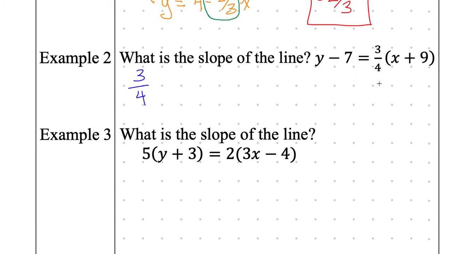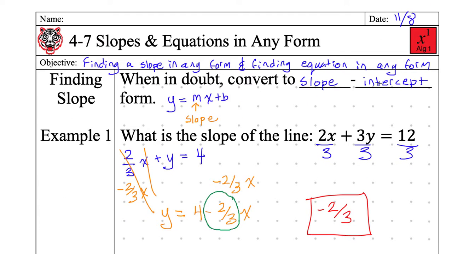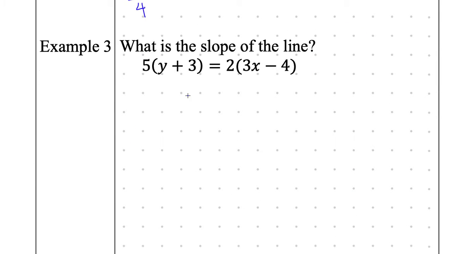What about example number 3? This one I consider to be the hardest type of problem because not only do you have to do distribution, but after distribution you have to convert it all the way back to slope-intercept form. So, first step, distribute. Who can do that for me? Wyatt, go for it. Okay, so first you're going to want to distribute the left side, so it would be 5y plus 15. And then on the right side it'd be 6x minus 8.